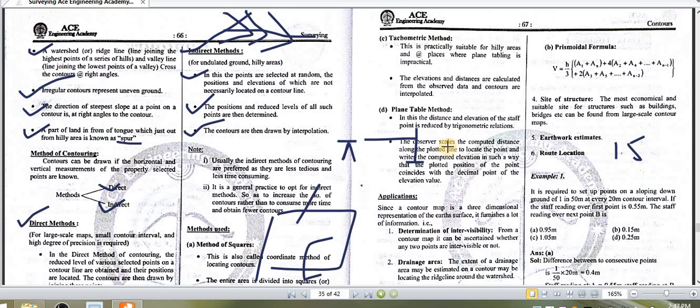This can also be used. This is practically suitable for hilly area. So as I have told you, in tachymetric surveying we generally adopt tachymetric surveying in places which are inaccessible, where the chain observation is very difficult. In that case you will have to adopt the tachymetric survey method.